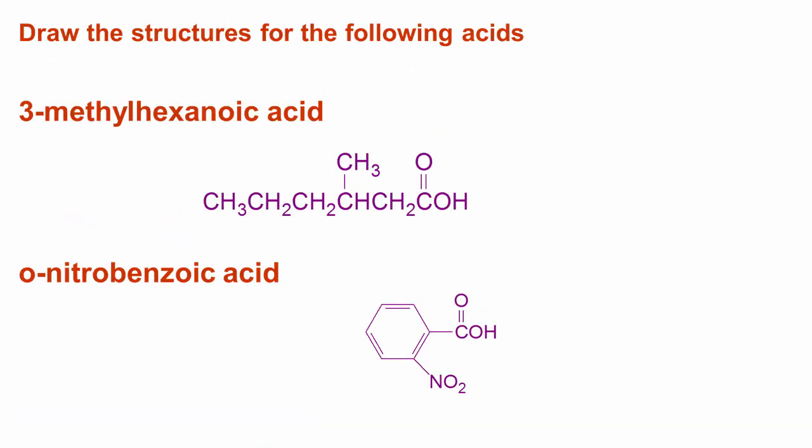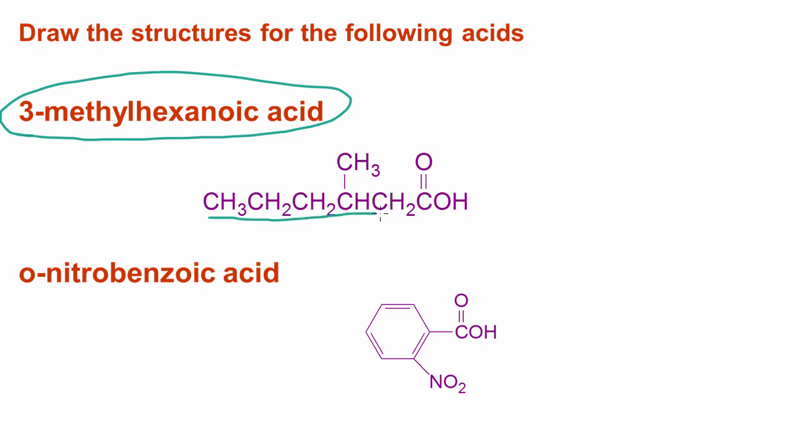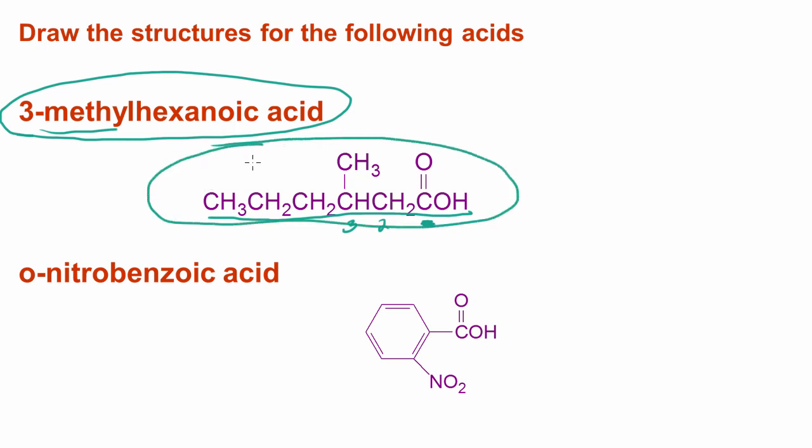So here we're asked to draw the structures for 3-methyl hexanoic acid. So I would go ahead and draw the 6-carbon chain that includes the carboxyl group here. Remember, the carboxyl group is always carbon 1. Then we go 2, 3. We have a methyl group on carbon 3. So this is the structure here for 3-methyl hexanoic acid.